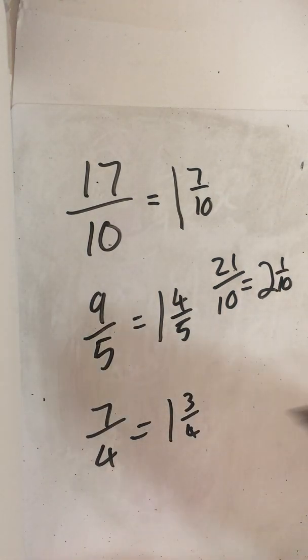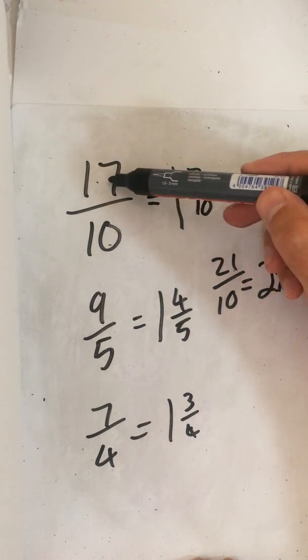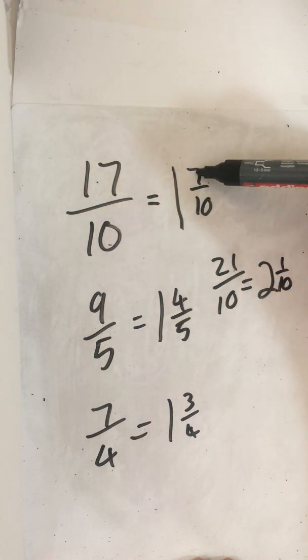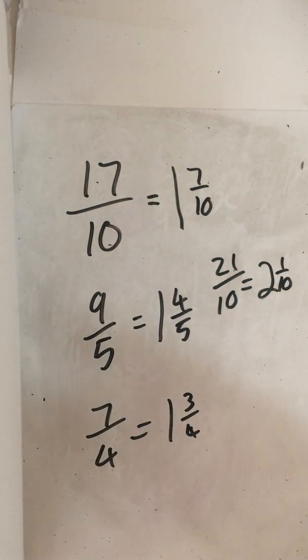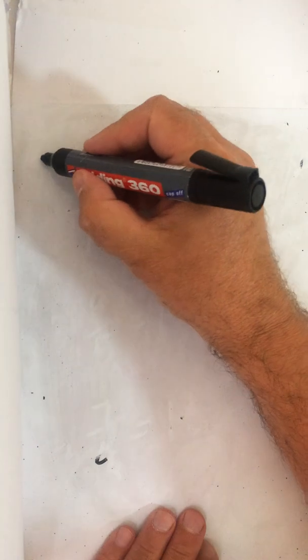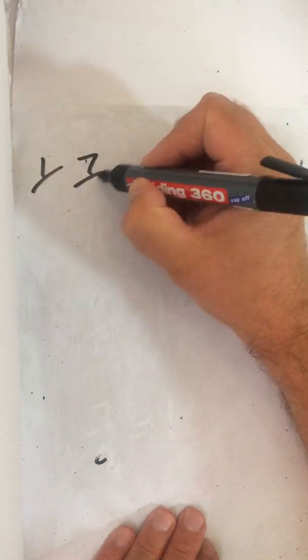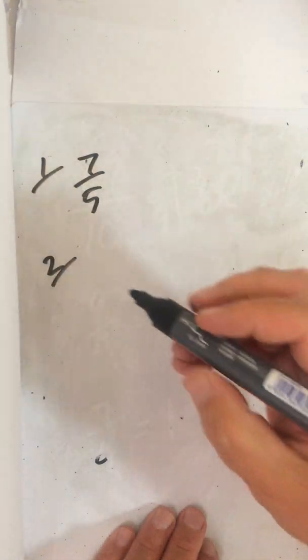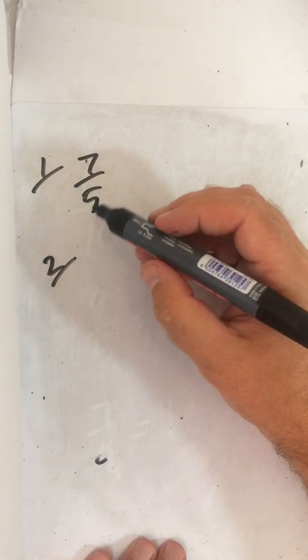Okay, so remember, how many times does the bottom number go into the top number, and then you put your remainder on the top. Okay, going through these quickly, but we have done them before. Right, have a go at these, please. Can you turn these improper fractions into mixed numbers, please?